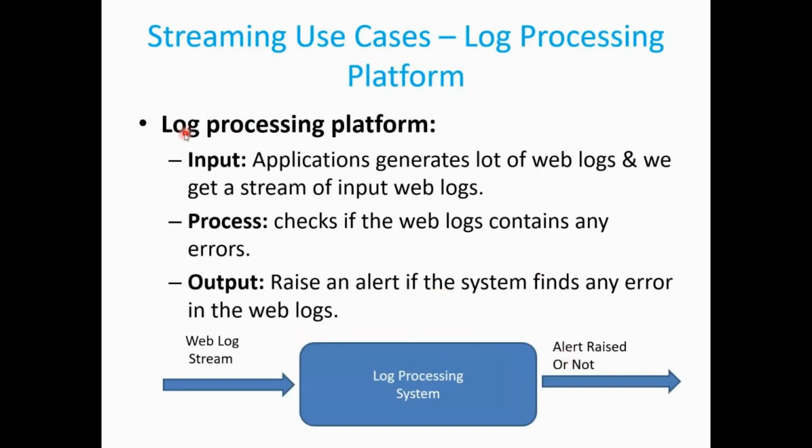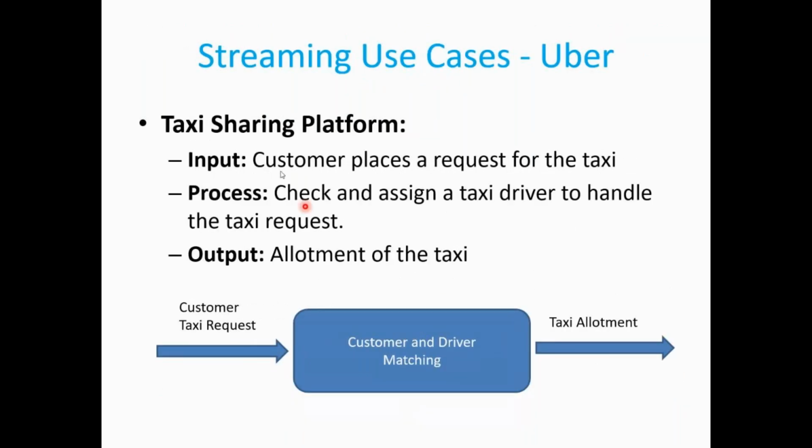And as I told, a log processing platform is also one of the examples. Basically, when you make any click on any website, log messages are generated automatically. Those could be processed automatically, and you'll be notified. And taxi sharing platforms such as Uber are also an example of Spark structure streaming use cases.